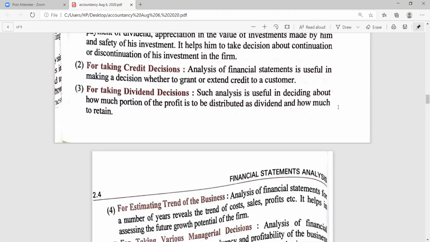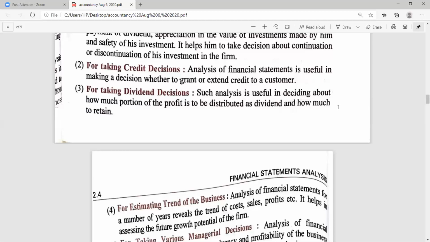For taking dividend decisions, after earning a good profit, it is very much compulsory for a company to pay a good dividend to its shareholders in order to increase the reputation of the company as well as to increase the market value of the shares of the company. No doubt it helps to increase the wealth of the company as well. So the dividend decision is one of the important decisions to be taken by the company.